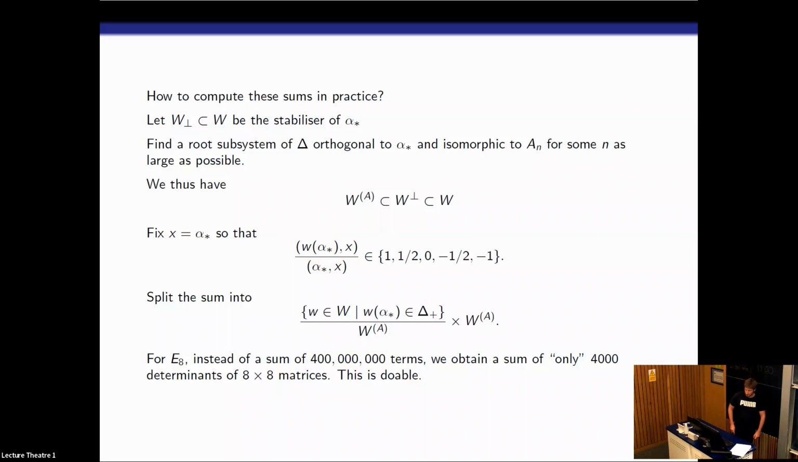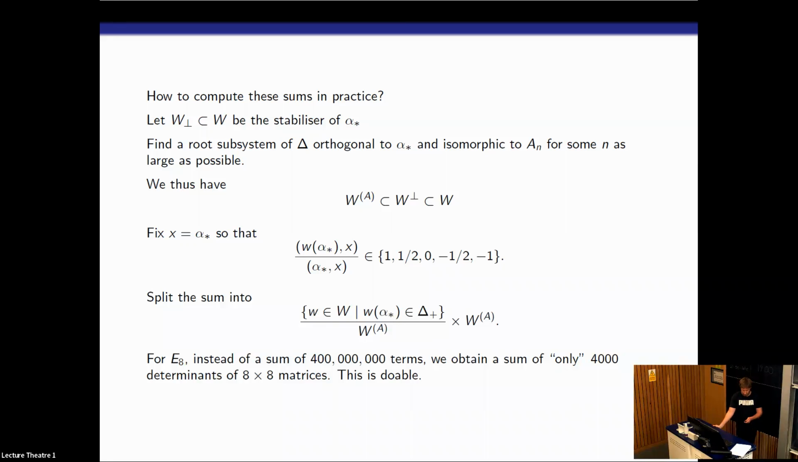Okay. So in this case, the stabilizer of alpha star is a copy of E7, or rather, it's the root system of E7. Then inside that E7, we find that there's an A7. So you take the A7 inside this stabilizer. More generally, the largest type A_N subroot system that you can. Then divide this big Weyl group sum into sums over cosets.